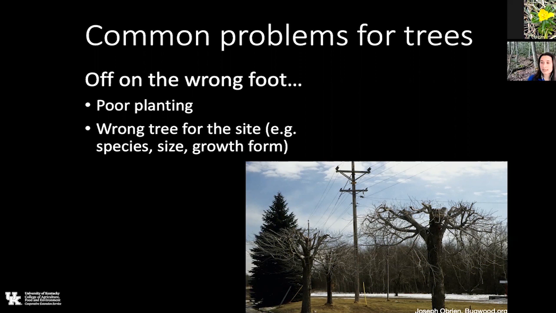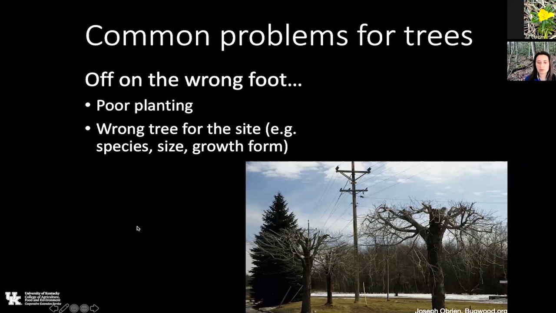a problem. Or maybe you've got a really big tree that likes a lot of soil and good drainage growing in the tiny little strip between the road and the sidewalk. That tree is not going to thrive there. In those cases, it's really better to pick a tree that's matched to that site, that's going to thrive there, that's not going to require a whole lot of hand-holding. And so I think that that's where picking the right tree for the right site is important, whether we're talking about species, the size, or how it's going to grow.